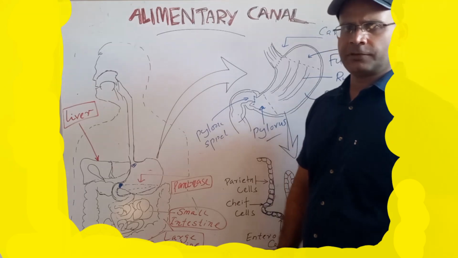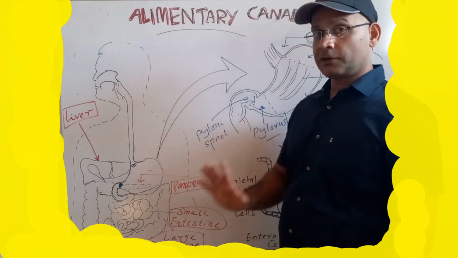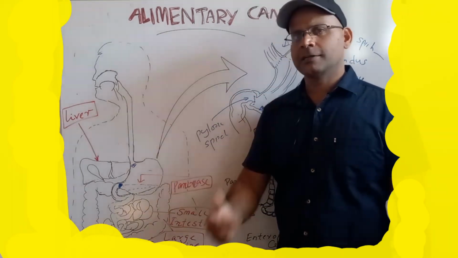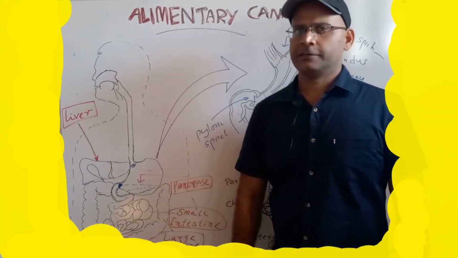This is the exception to other structures in the alimentary canal, because other structures, large bowel, small bowel, they have only two muscle layers, but in the stomach there are three muscle layers. This is a special point.